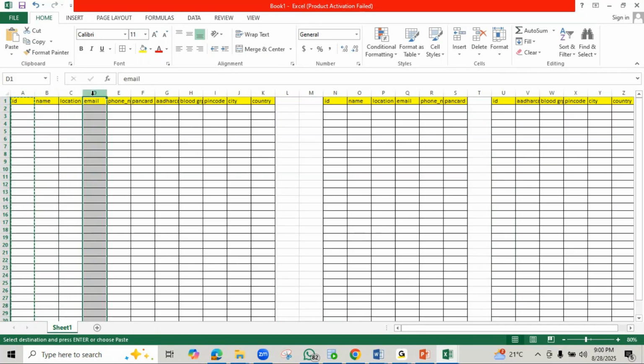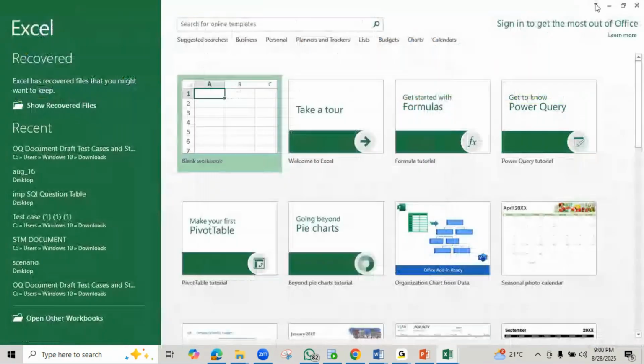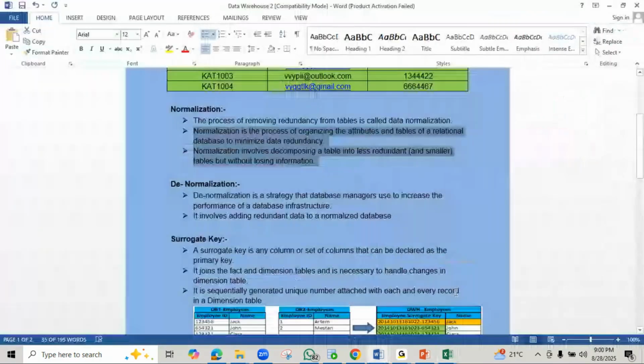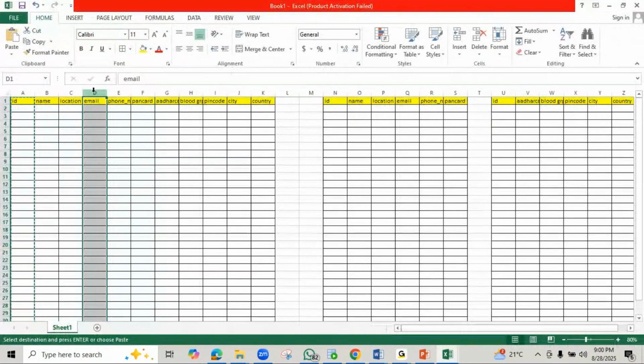Email? Anyone, any idea? Can we consider email as a common column for the new table? Yes, exactly. We can consider email, as it is unique for every record, correct, because the email will never be duplicate.